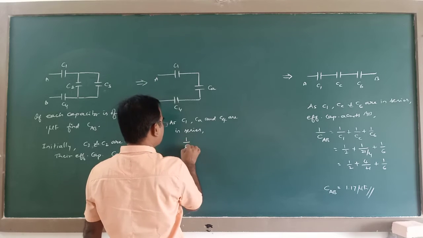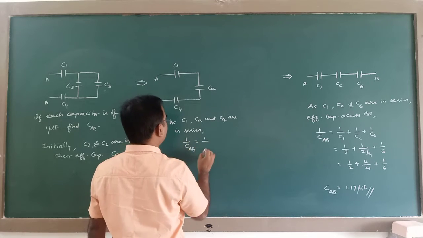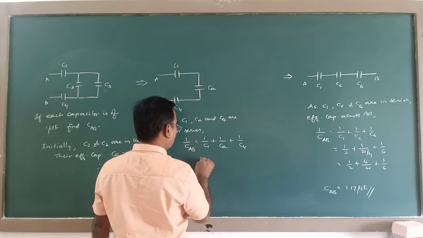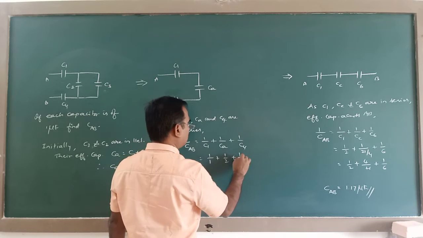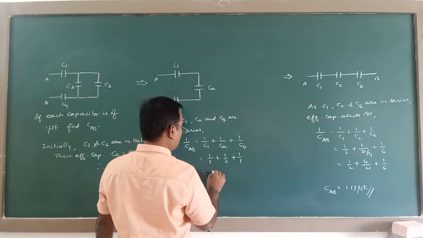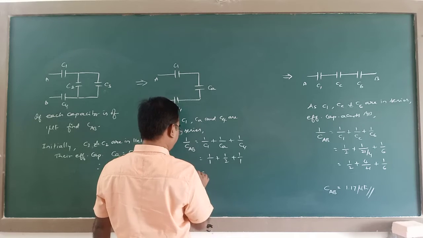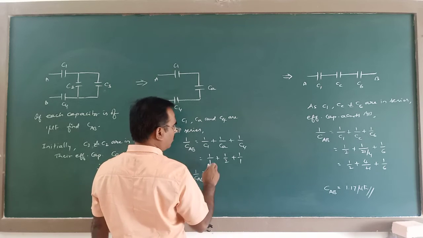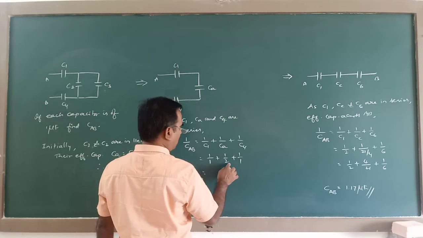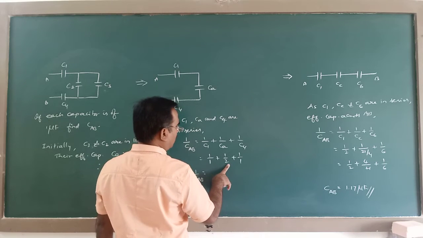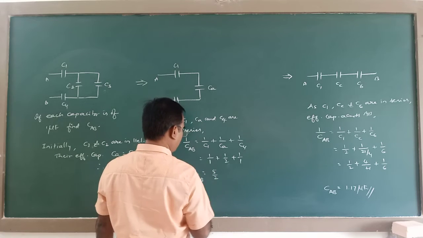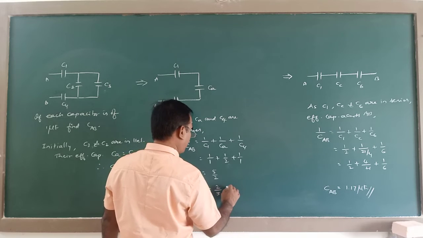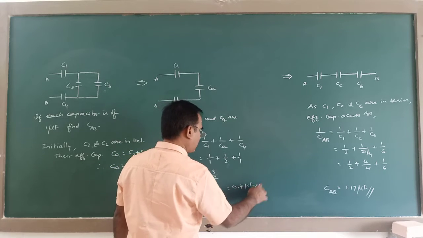the effective capacitance across AB, CAB, is given by 1 by CAB equals 1 by C1 plus 1 by CA plus 1 by C4. So this is 1 by 1, 1 by 2, 1 by 1. So 1 by CAB is equal to 1 plus 1, 2, 2 plus half, that means 5 by 2. Therefore, CAB is equal to 2 divided by 5, which is equal to 0.4 microfarad.